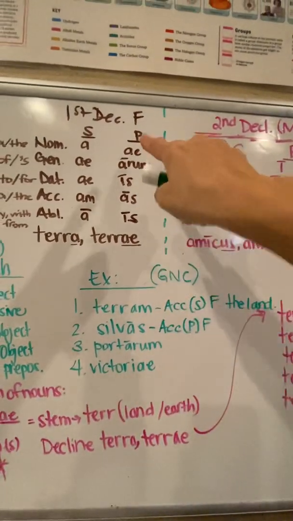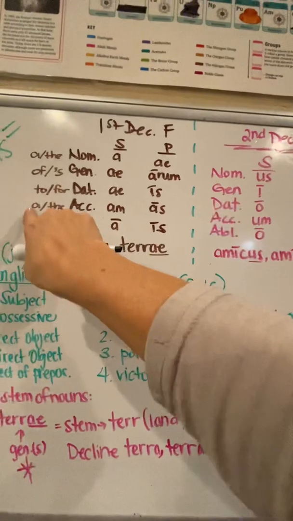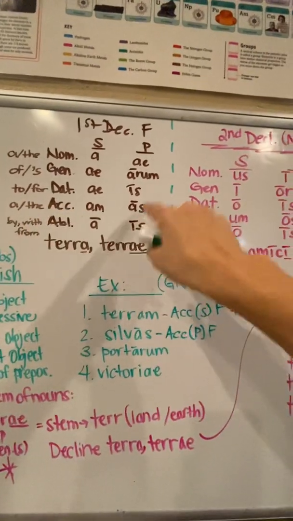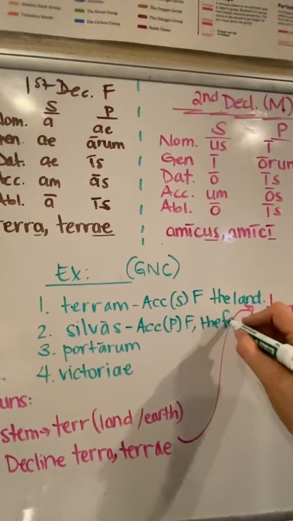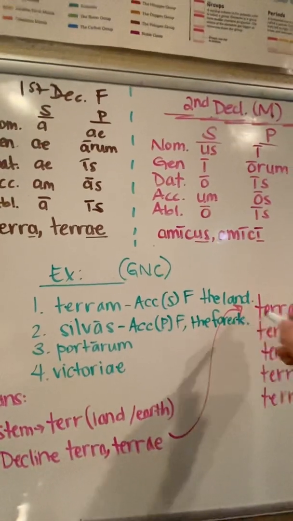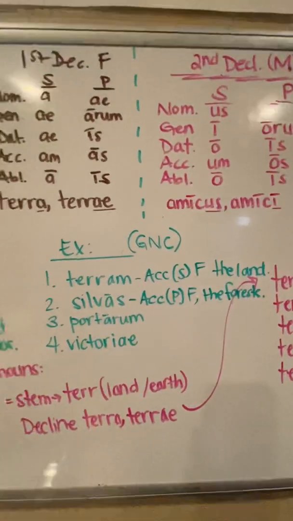And so I'll translate it, it's in the plural. So I'm going to use the article the or a because it's accusative, and I'm going to say the forests. Okay, and I'm running out of space here, but that's all right. The forests, a little bit sloppy.